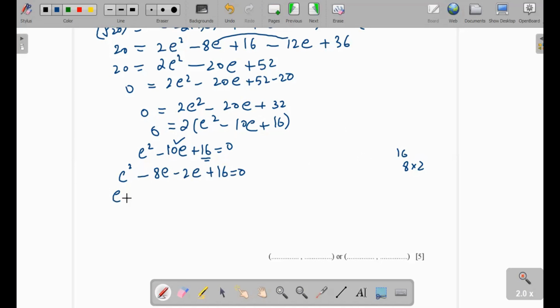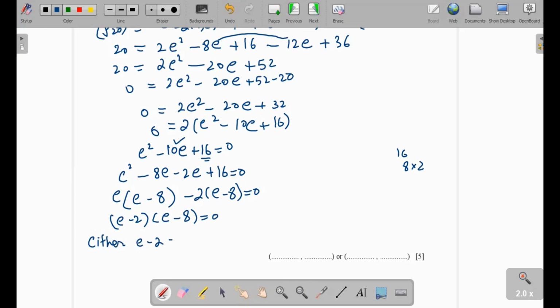Now taking common, e minus 8 and minus 2 as a common factor: (e minus 2) times (e minus 8) equal to 0. So either e minus 2 equal to 0 or e minus 8 equal to 0. From this we can get e is equal to 2 and e is equal to 8. Now the value of e is 2 and 8.